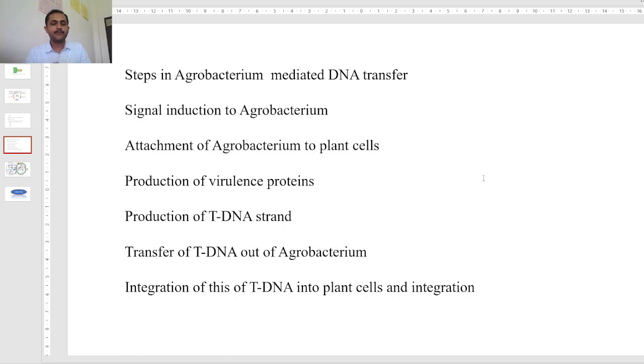After attachment, production of virulence proteins is started by the virulence genes, the Vir genes. And after successful production of the Vir proteins, the tDNA strand is formed in a single stranded form. After that single strand tDNA is formed, it starts transfer. And after the transfer and reaching into the plant cell, it integrates into the genome.